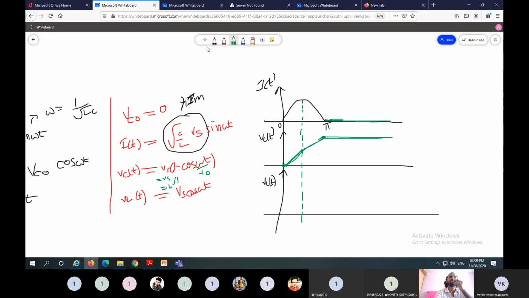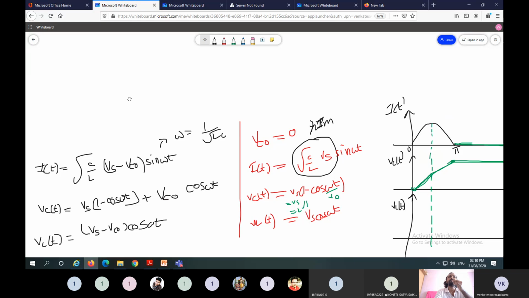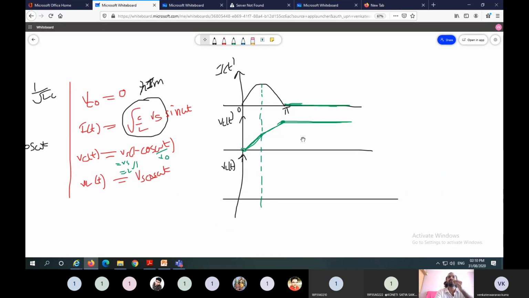This voltage remains constant because after omega t equal to pi, this switch is open. Once the switch is open, at omega t equal to pi, capacitor voltage is 2 Vs. There is no closed path to discharge the capacitor voltage, so capacitor voltage is maintained at 2 Vs until closing the switch. This is the constant voltage which is maintained until the device is turned on.